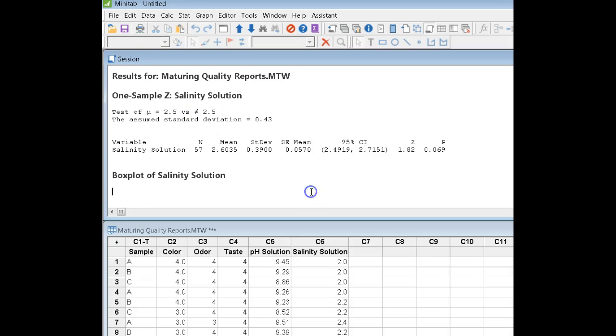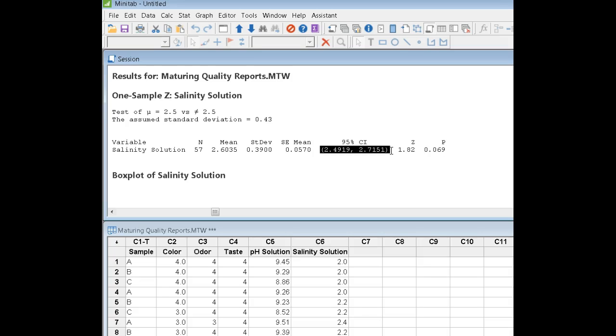Usually we want to know, well, what range of values could the mean take on? And that's where the confidence interval comes into play. Minitab automatically calculates this for us. What can we say? We're 95% confident that the true salinity value for this whole process, for all the cans of shrimp that are produced in this plant, whatever it is, falls somewhere between 2.49 and 2.71. So could be as small as 2.49, could be as high as 2.7.